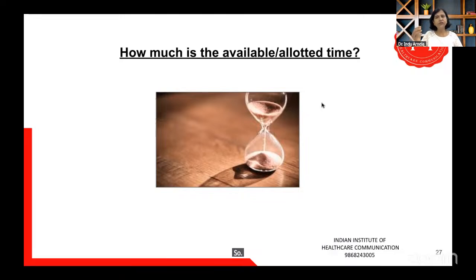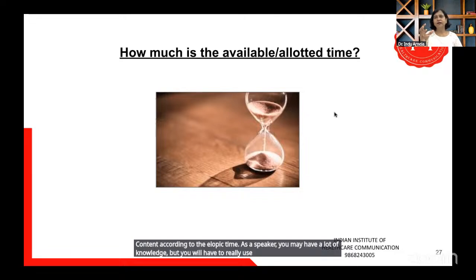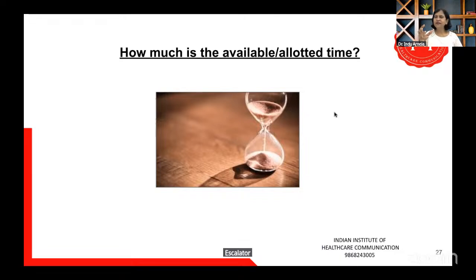So this comes with a lot of practice, but once you master it, you will feel very confident about your delivery. You will be able to deliver customized content according to the allotted time. As a speaker, you may have a lot of knowledge, but you will really have to use that escalator speech. What is that escalator speech? Does anybody know about that?